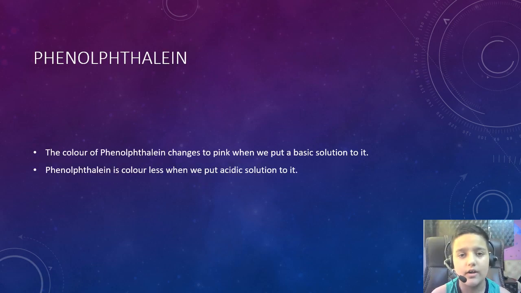Till now we learned about the natural indicators. Now in this slide we are going to learn something new, the next category of indicators. That new kind of indicator is the artificially obtained indicators. One of those indicators is phenolphthalein.